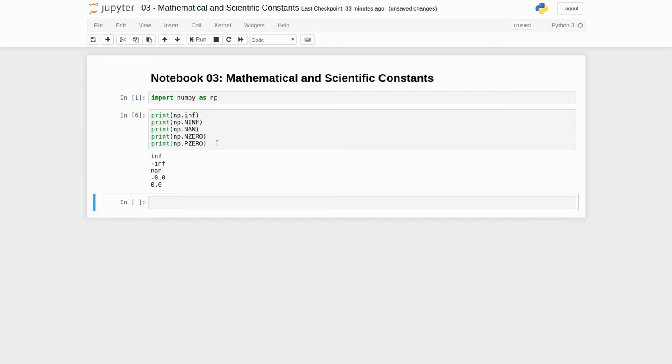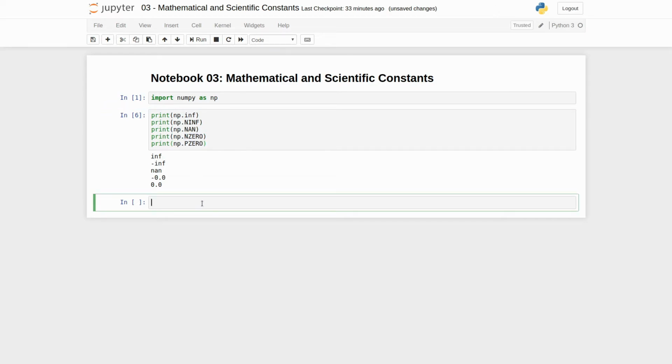So you can see these 5 basic mathematical constants. First is the infinite, or we can say the positive infinite. Second, negative infinite represented by negative inf. Third, nan, not a number. The next is negative 0, and the last one is the positive 0.